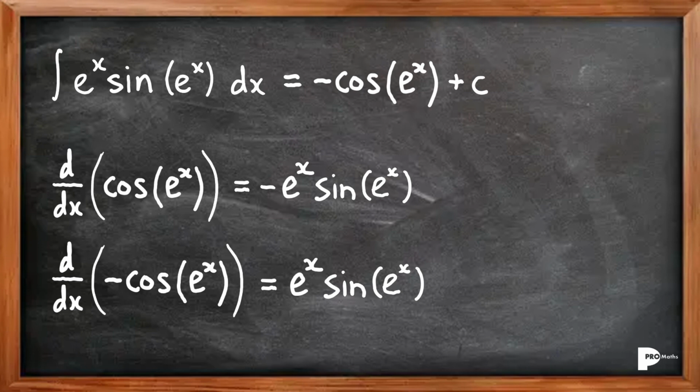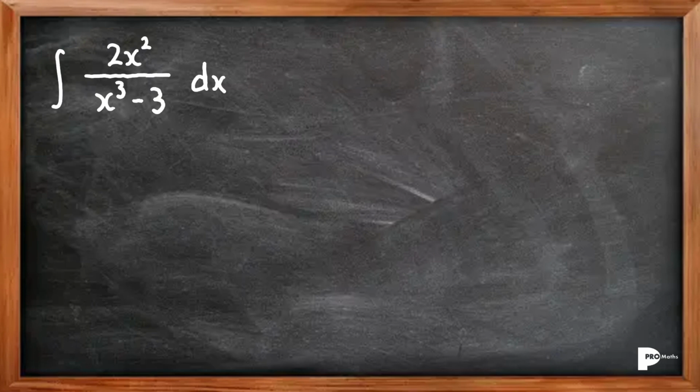Last one, to make sure you get the hang of it: integrate 2x squared over x cubed take 3 with respect to x. Recognize that 2x squared is very close to the derivative of x cubed take 3. This one is a bit harder. Ask yourself, what can I differentiate to get something close to 2x squared on x cubed take 3?